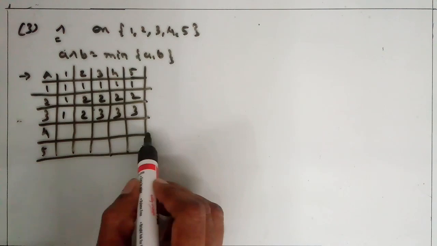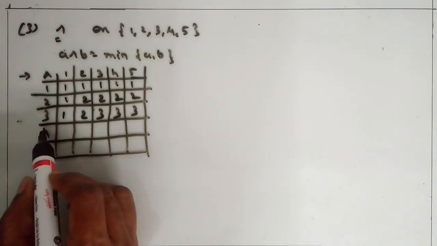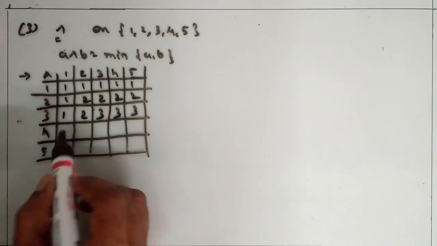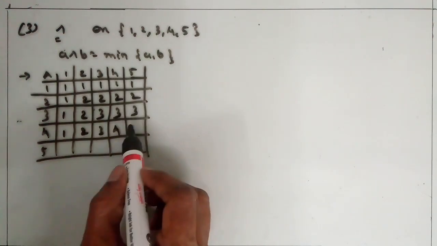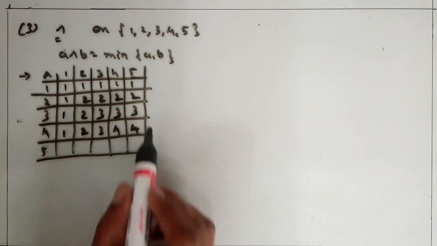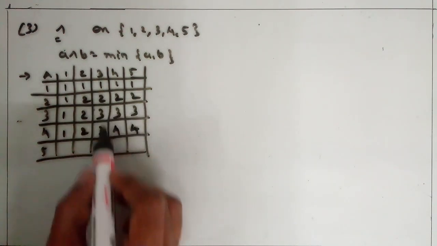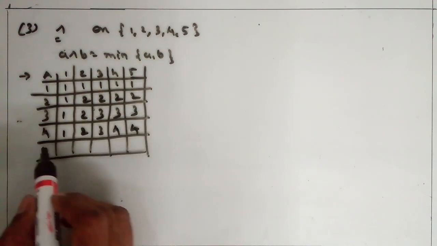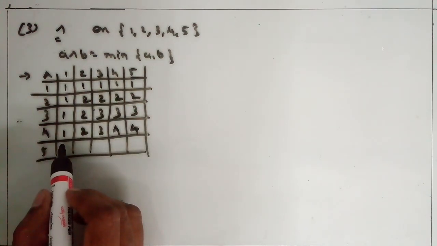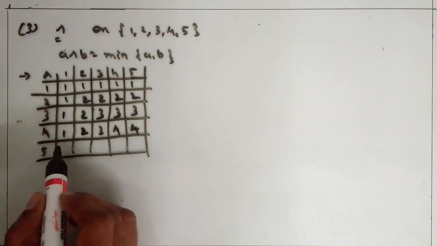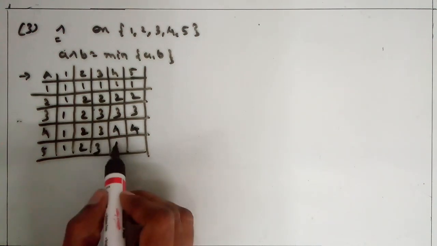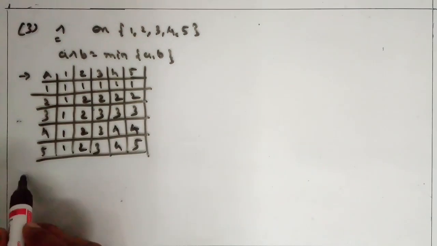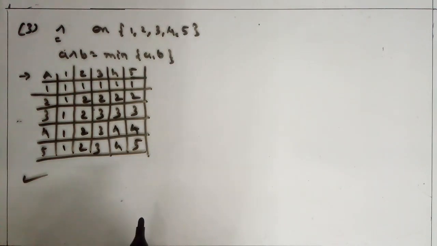Same for 4. For 4, we write 1 for 1, 2 for 2, 3 for 3, 4 for 4, and 5 for 4. After 4, we write the same. After 3, we write the same in the column and in the row. Same for 5. Here for 5, at last we write 5, and in the other places the minimum values 1, 2, 3, 4. Clear this? So this becomes an operation table for the operation minimum. Clear?